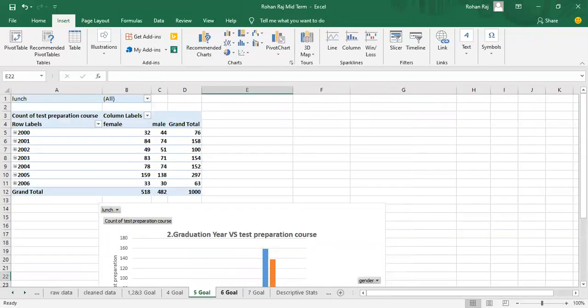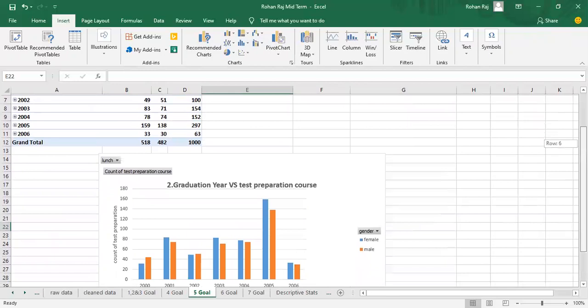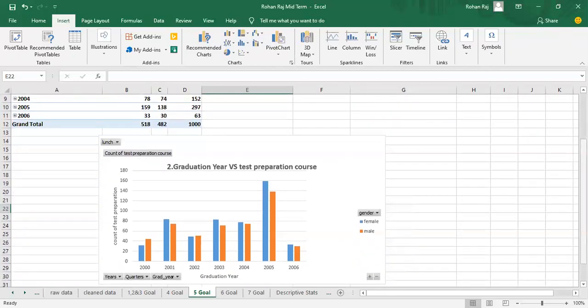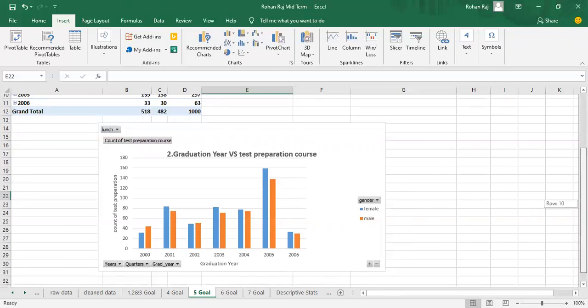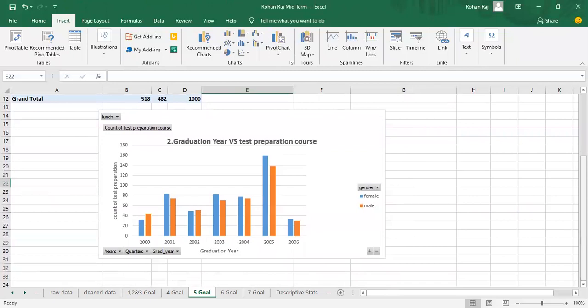While in goal 5, I analyzed to predict how many students had graduated in the respective years with respect to gender. So from 2000, 2001, 2002, 3, 4, 5, 6, you can see the male and female, where 2005 would be the top year, where you can see most of the students graduated in that year from the undergraduation course.